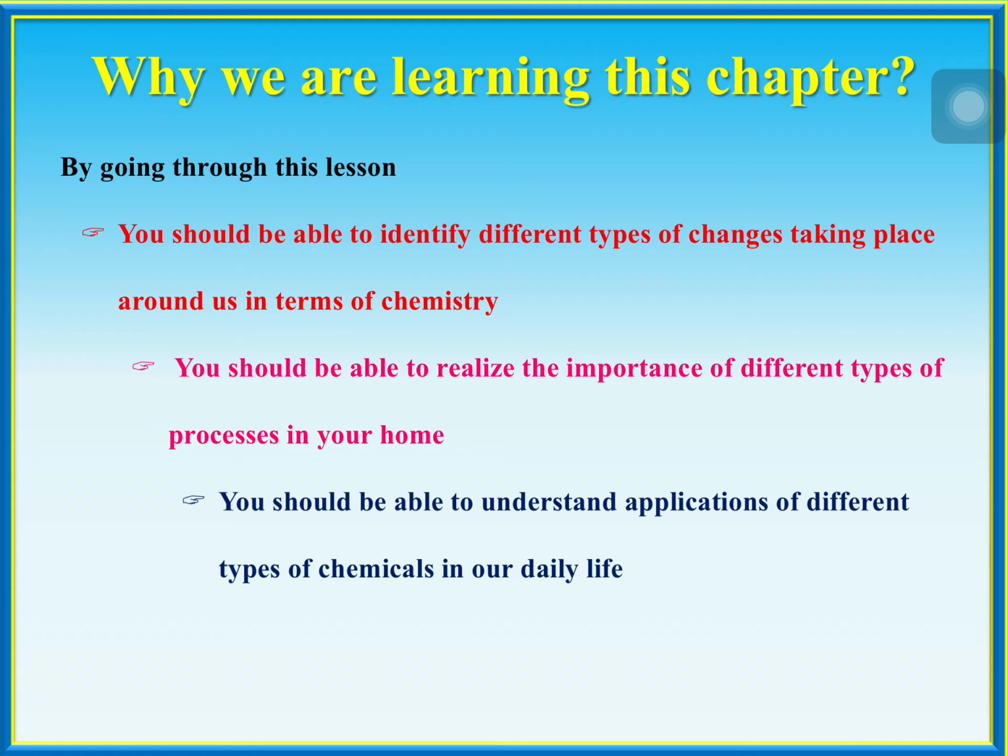When you are at home, you are going to make ice, you are going to make some curry, you are going to make some rice. How are they related to chemistry, and what is the importance of the different types of conditions you are using? You have to realize their importance, because you cannot make ice by keeping water on the stove. You cannot simply make sugar syrup by dissolving sugar in water. You need some flame. And you should be able to understand applications of different types of chemicals in our daily life.